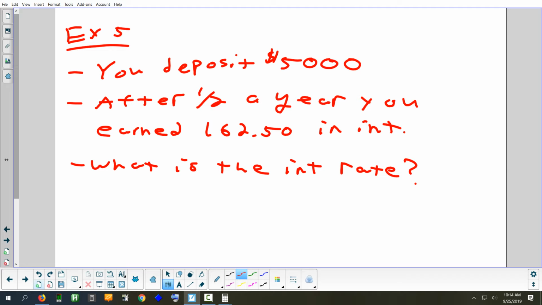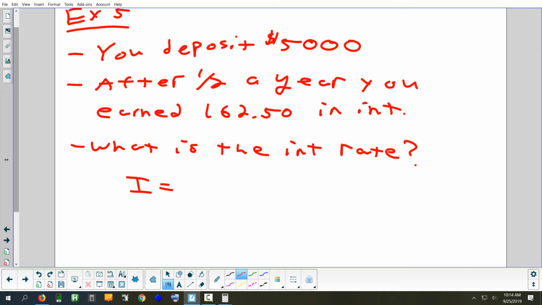Okay, so we've got 3 formulas. Is this the formula that has to do with Fahrenheit and Celsius? No. Is this the formula that has to do with distance, rate, and time? No, that was the last one. So it's the formula that starts with I. Can somebody tell me what the formula is? I equals PRT.